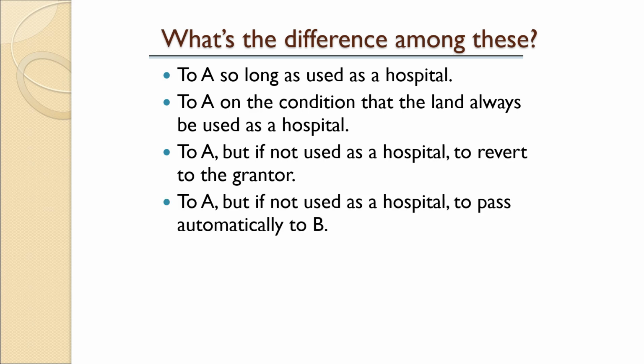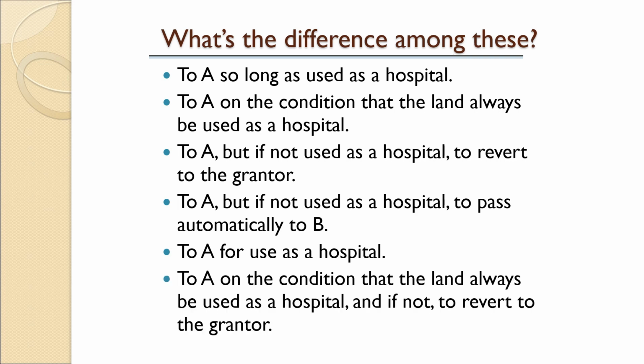To A, but if it's not used as a hospital, the property to pass automatically to B. That's pretty clearly a fee simple subject to executory interest, since the future interest is held by somebody other than the grantor, and it is going to pass to them automatically. But to A, for use as a hospital, well, there aren't any words indicating that the estate will terminate if it's no longer used as a hospital, so that one is almost certainly a fee simple absolute.